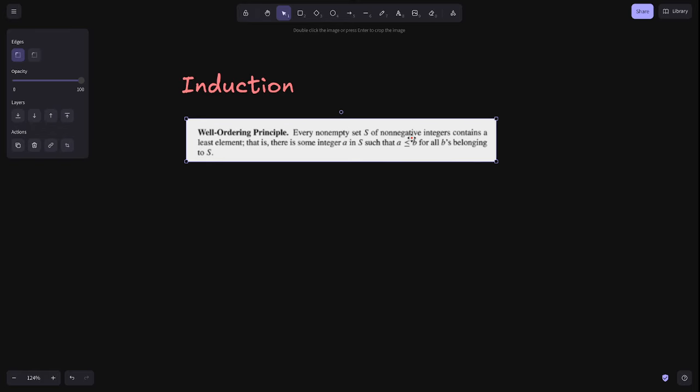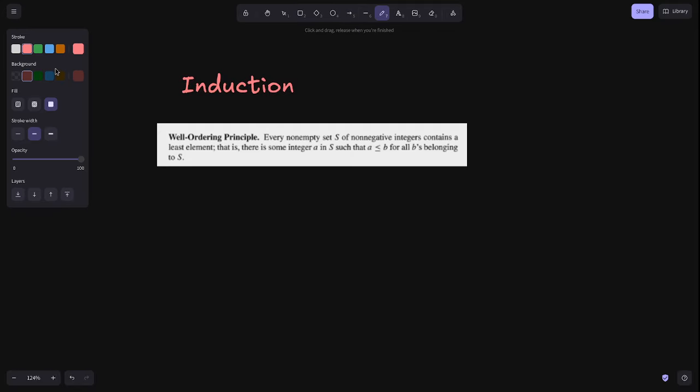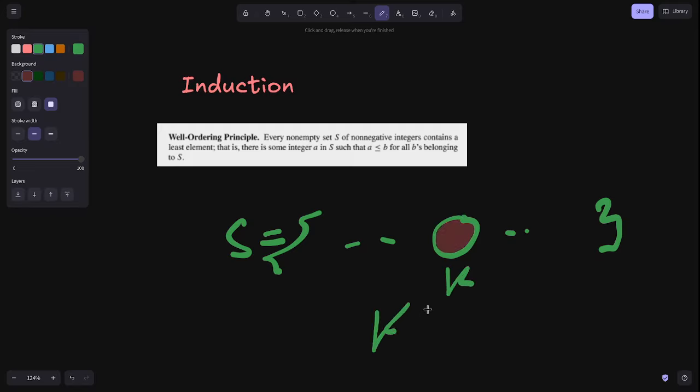So it says that for every non-empty set of non-negative integers contains a least element. I'm also learning with you, so let's just go ahead like that. So basically the logic is that let's say there is S, and S has a lot of elements. So there will be some element, let's say K. This K will be less than all B for all B not equal to K, and B belongs to S.